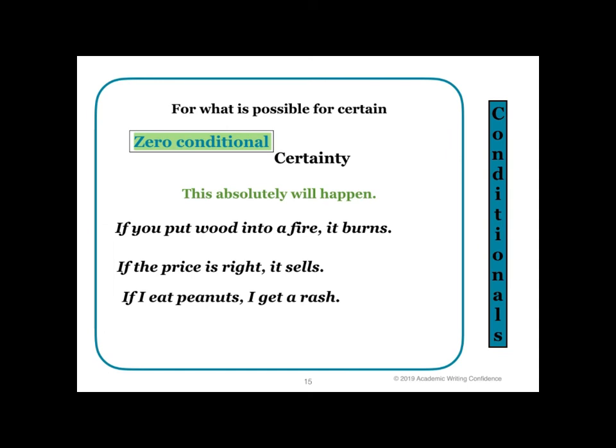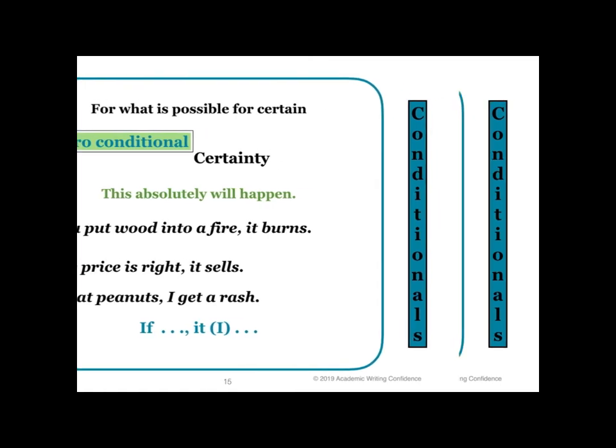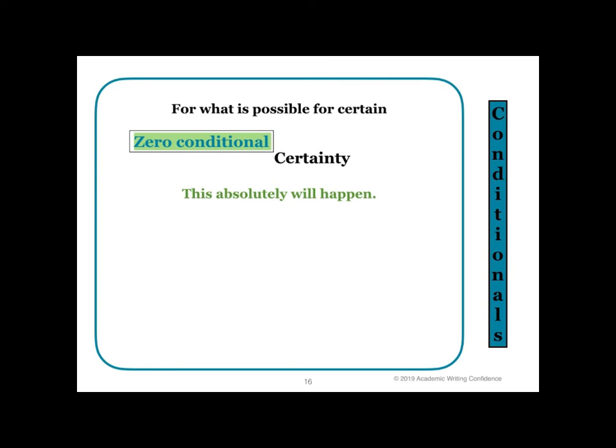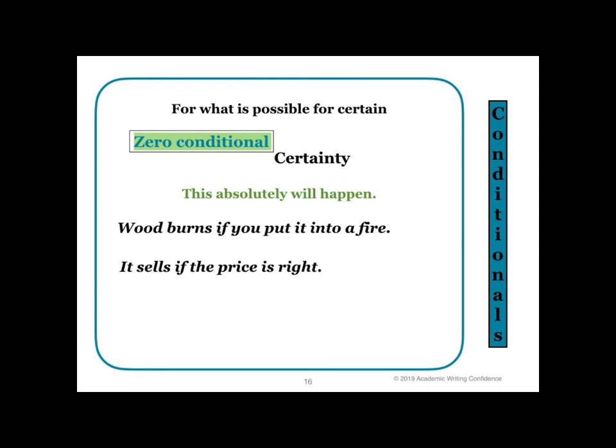In this case, our pattern looks like this. If something, it or I something. As is the case with the other conditionals, the zero conditional can also be written in this pattern. Wood burns if you put it into a fire. Or it sells if the price is right. Or I get a rash if I eat peanuts. Here the pattern looks like this. It or I something if something.